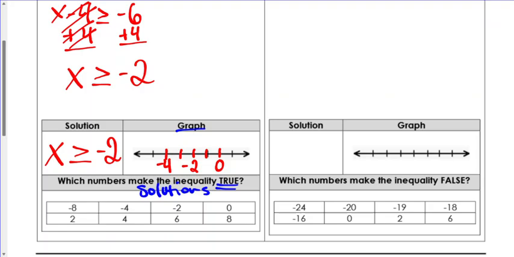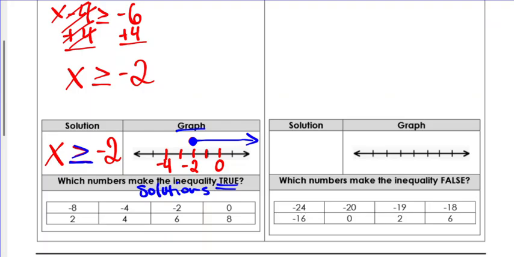And I'm going to try to draw this graph. I'm going to put a closed circle right above negative 2 because we have a line underneath saying it could equal negative 2. Or it could be all the numbers that are greater than negative 2. So we're going to have an arrow going to the right. All the numbers negative 2 and bigger.